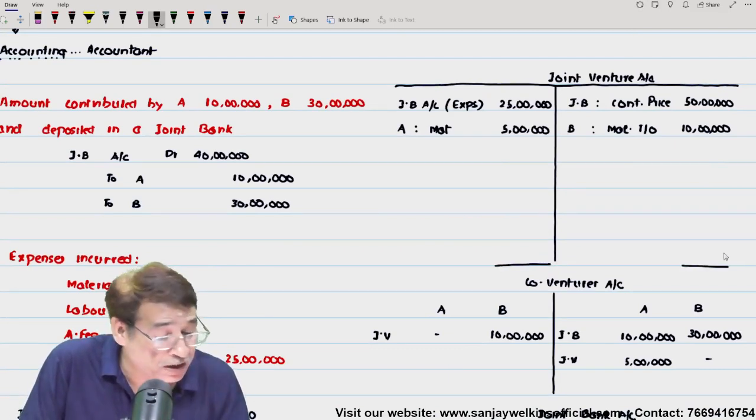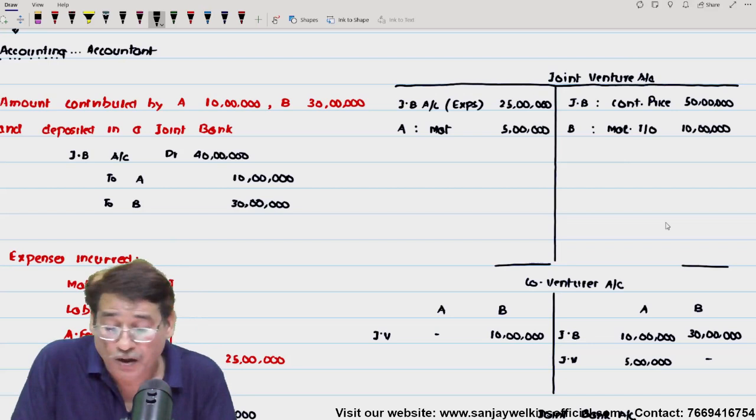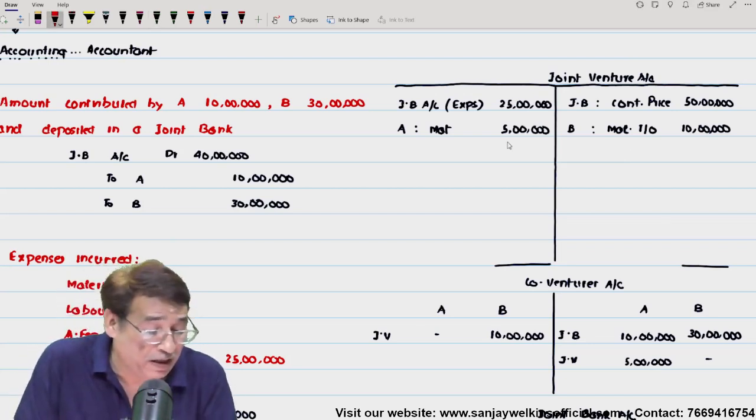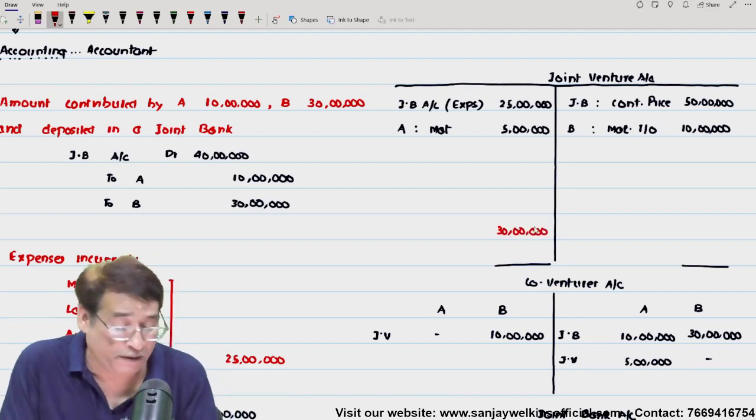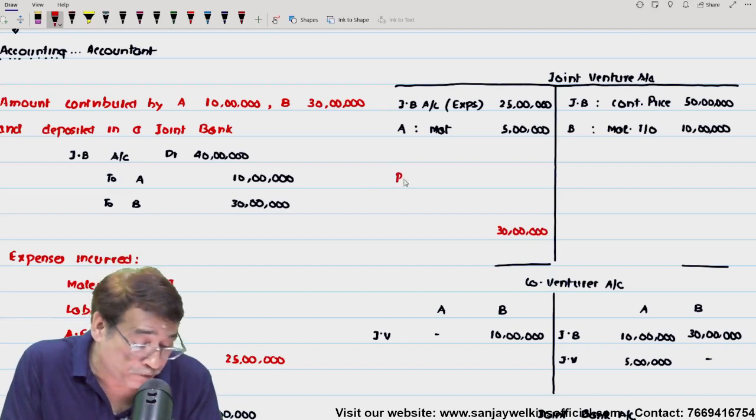The 60 lakh credit side is bigger. So my balancing figure is 60 lakh minus 30 lakh. So 30 lakh is the profit. So in a quick time, we are able to get a profit of 30 lakh. This profit will be transferred to co-venturer account.